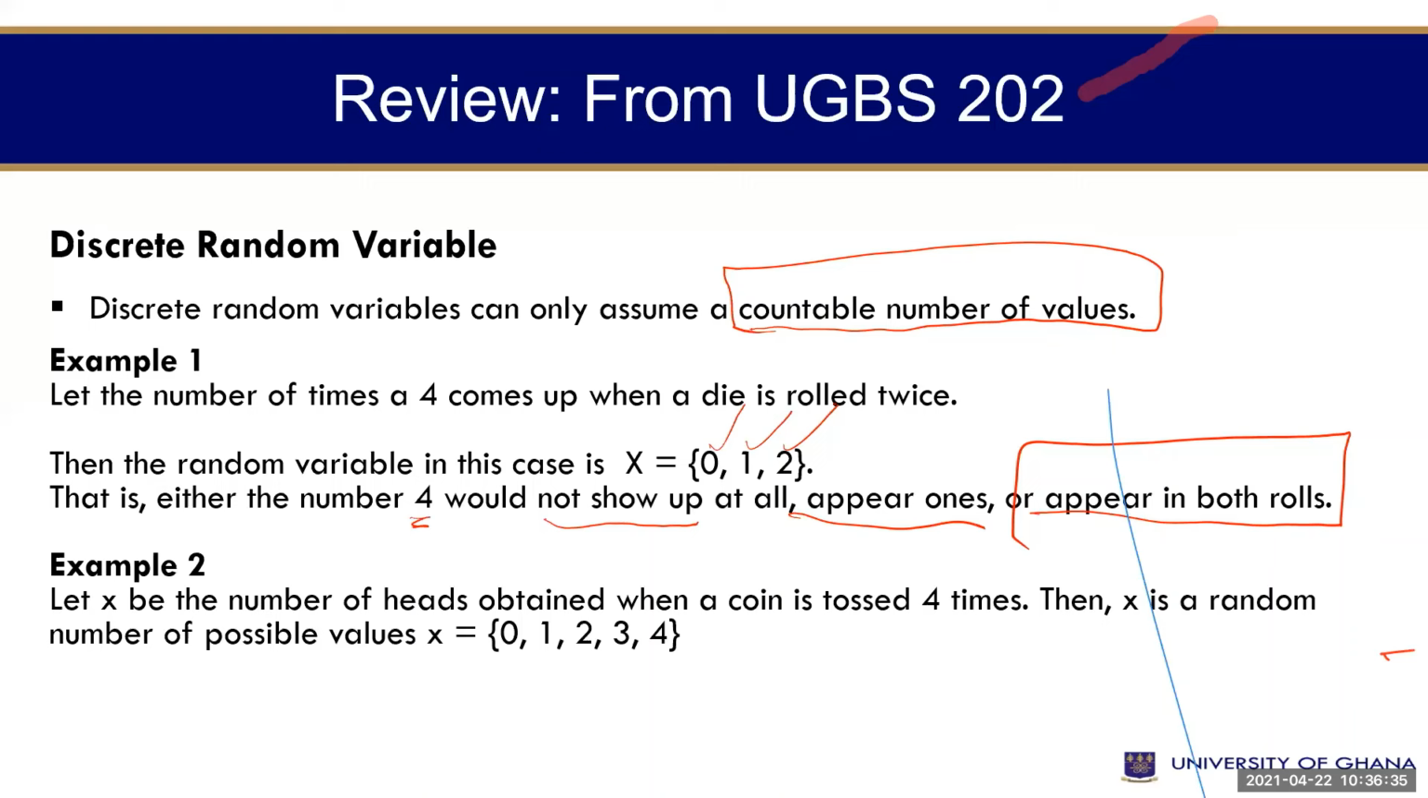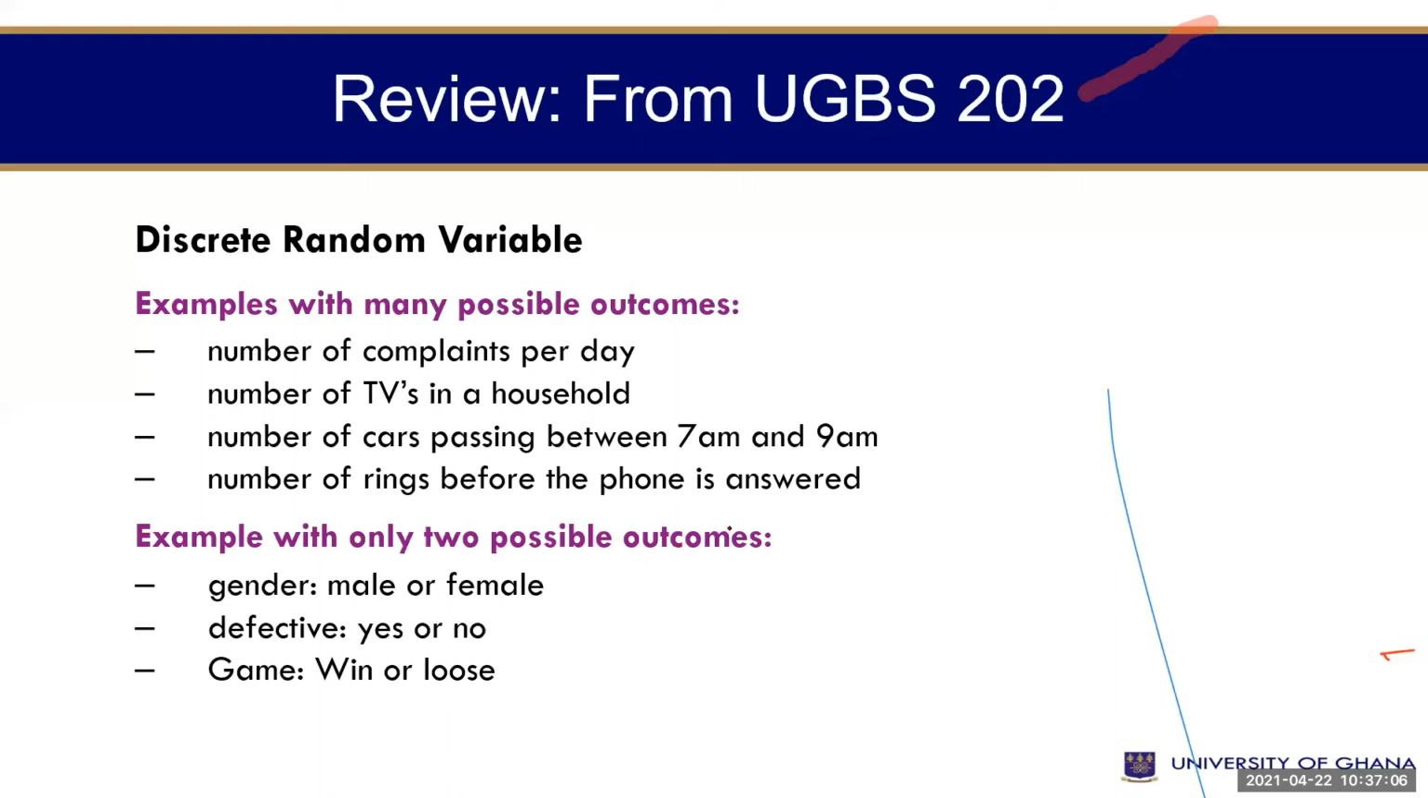Again, we can represent: let X be the number of heads obtained when a coin is tossed 4 times. Then the possible random variables, which are discrete random variables, are going to be these possible values. So anytime you are looking at a discrete random variable, we are looking at whole numbers, just a countable number of values. Then some examples that we can classify as discrete random variables: number of complaints per day. We can count the number of complaints. Is it 1, 2, or 0 complaints? Number of TVs in a household, we can count them easily. Number of cars passing between 7 a.m. to 9 a.m. We are looking at cars, and cars may be counted based on their appearance.